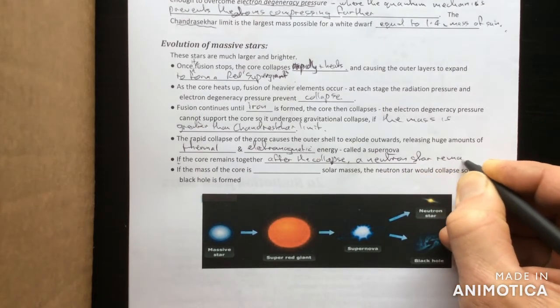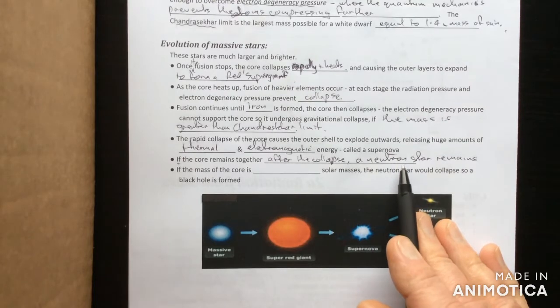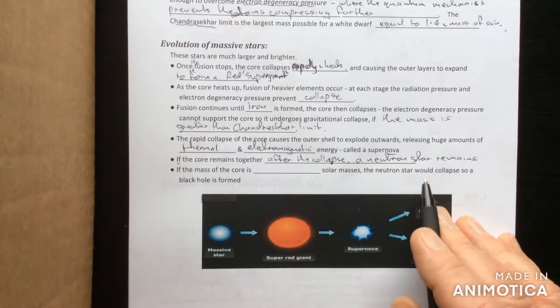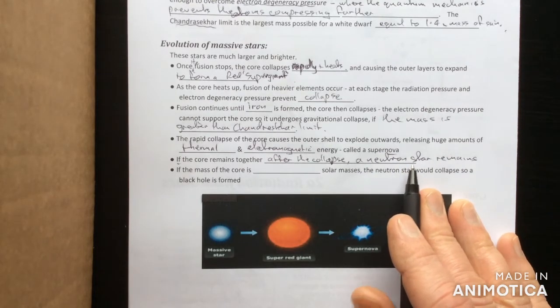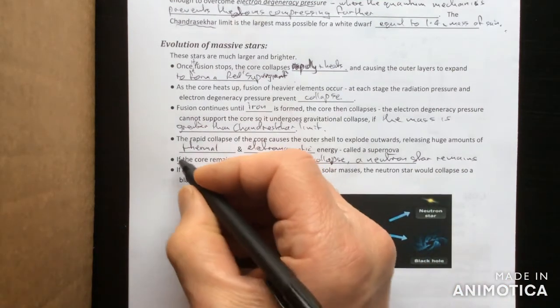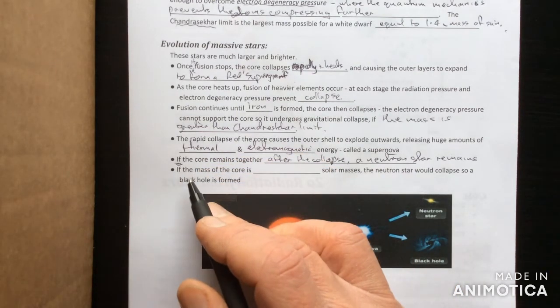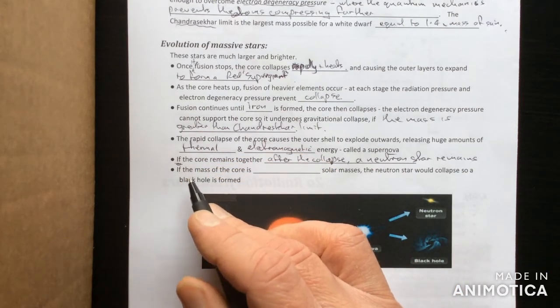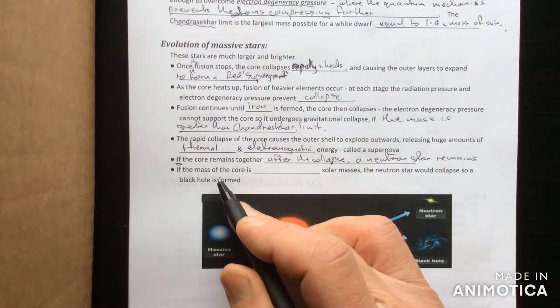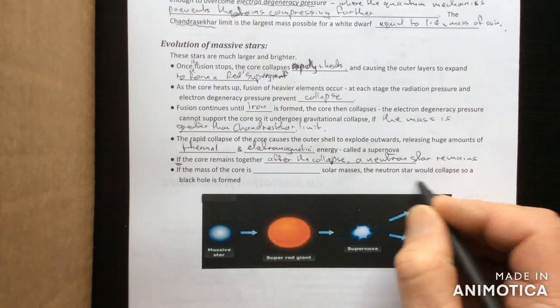And basically the density of that is the same as the atomic nucleus, so it's a very, very dense star indeed. It's collapsed to a very small level. So that's if it remains together. If it doesn't, then what happens is, if it's really massive, it tends to collapse and come apart much more. So the neutron star itself will collapse.